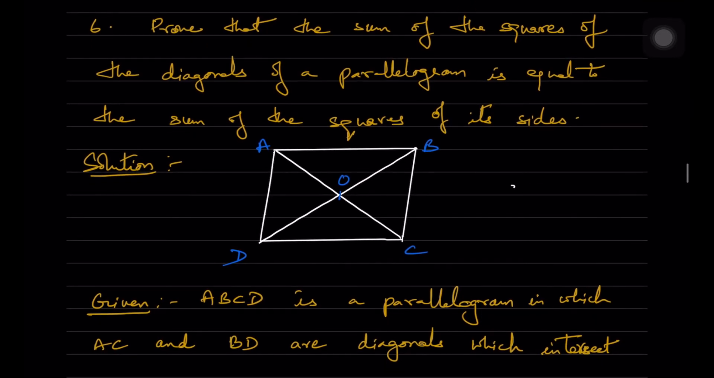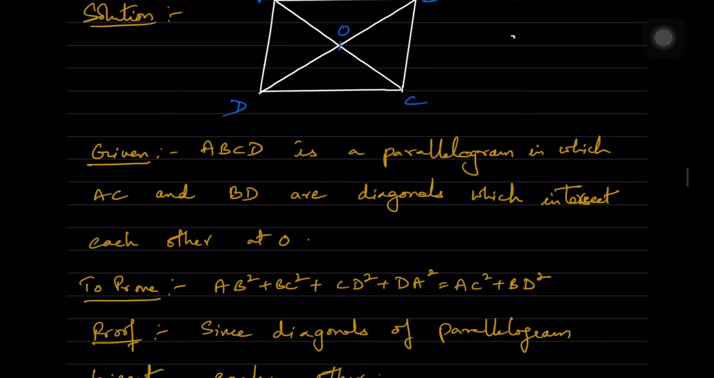Now going into the sixth one, prove that the sum of squares of the diagonals of a parallelogram is equal to the sum of squares of its sides. So now here ABCD is a parallelogram in which AC and BD are diagonals such that they intersect each other at O.